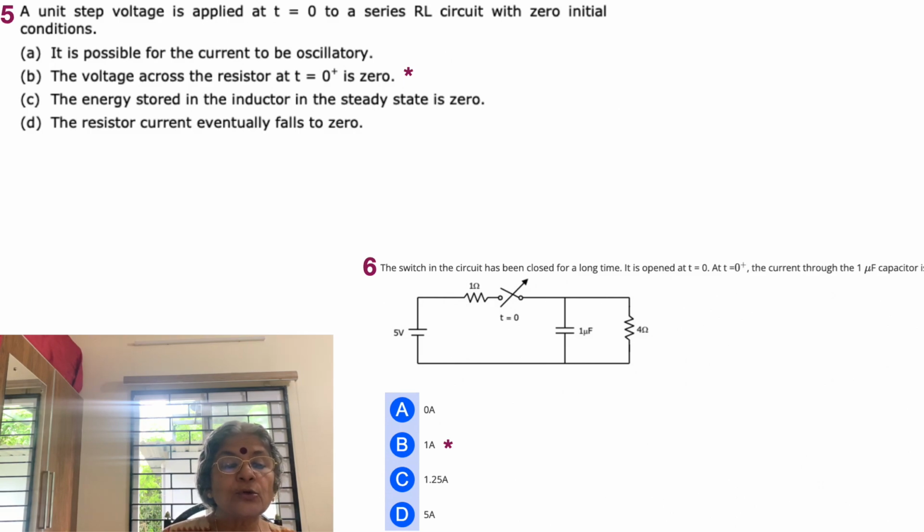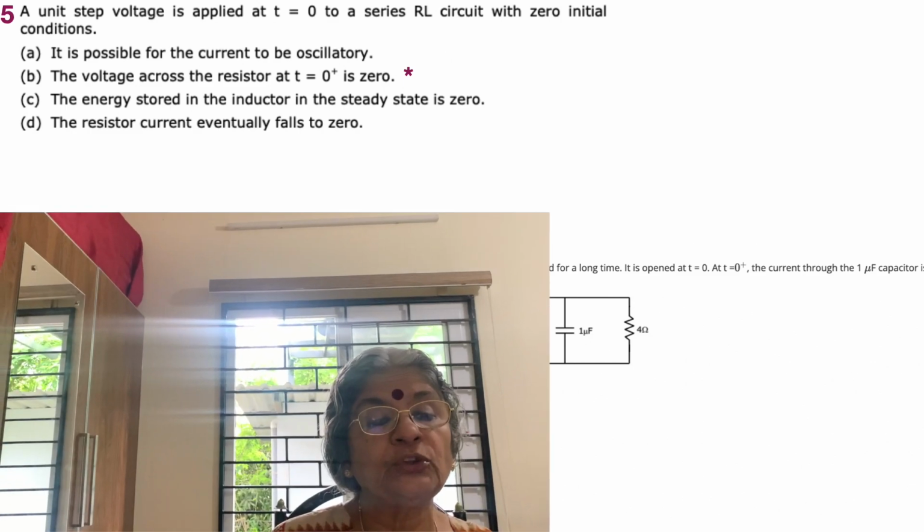The energy stored in the inductor in the steady state is 0. That's not true, because the inductor has already collected some energy, half L I squared. The resistor current eventually falls to 0. No, the resistor current actually builds up to a final value because the inductor shorts out. So I suppose the fact that only B is correct is now clear to you.